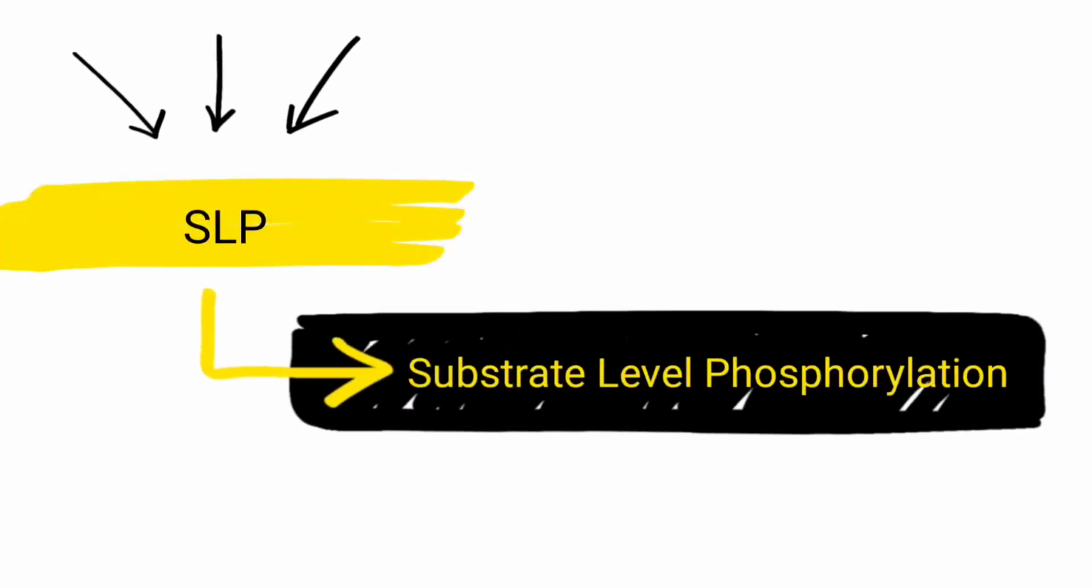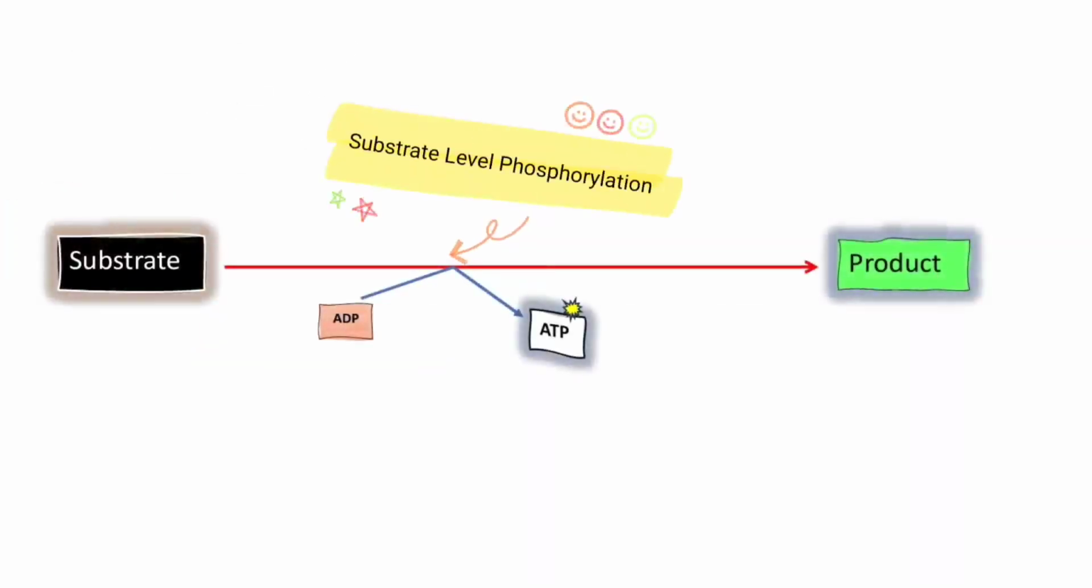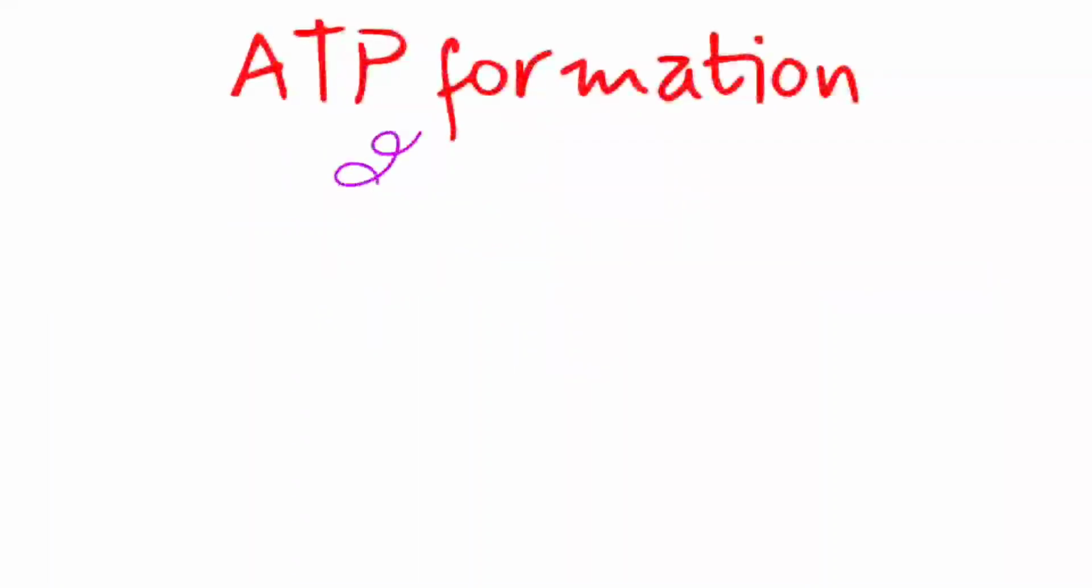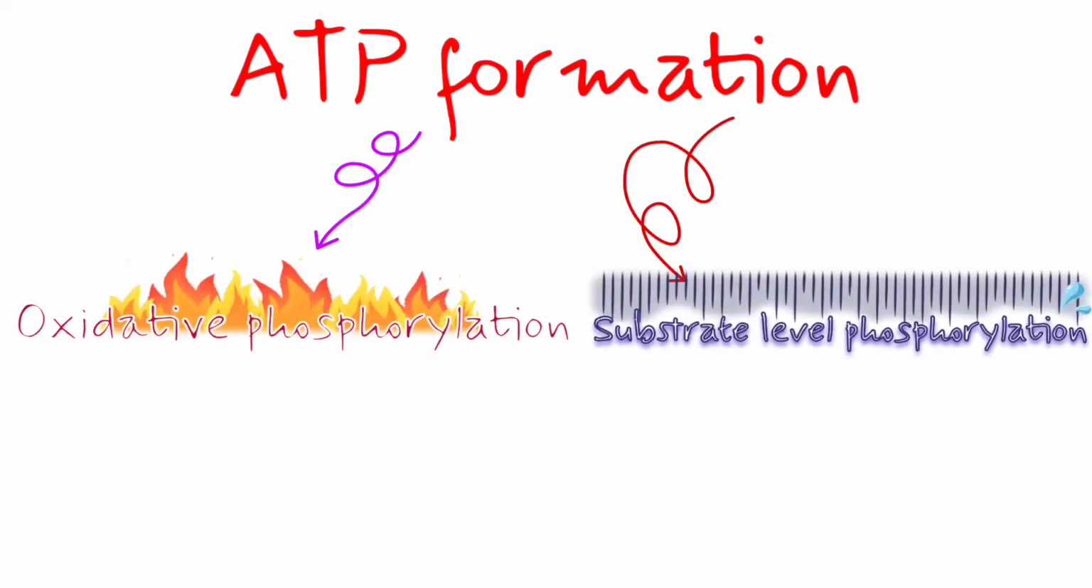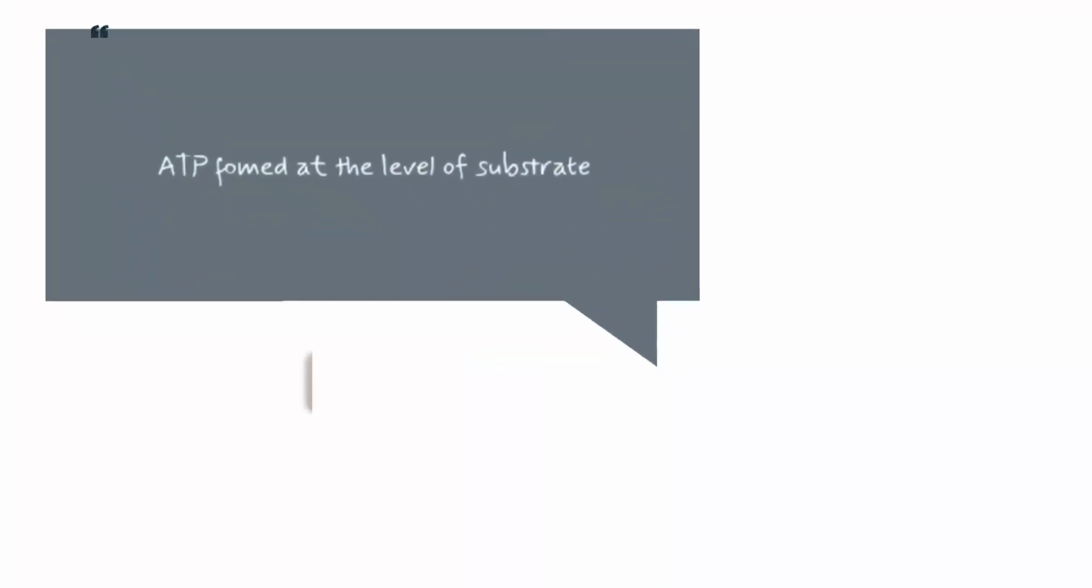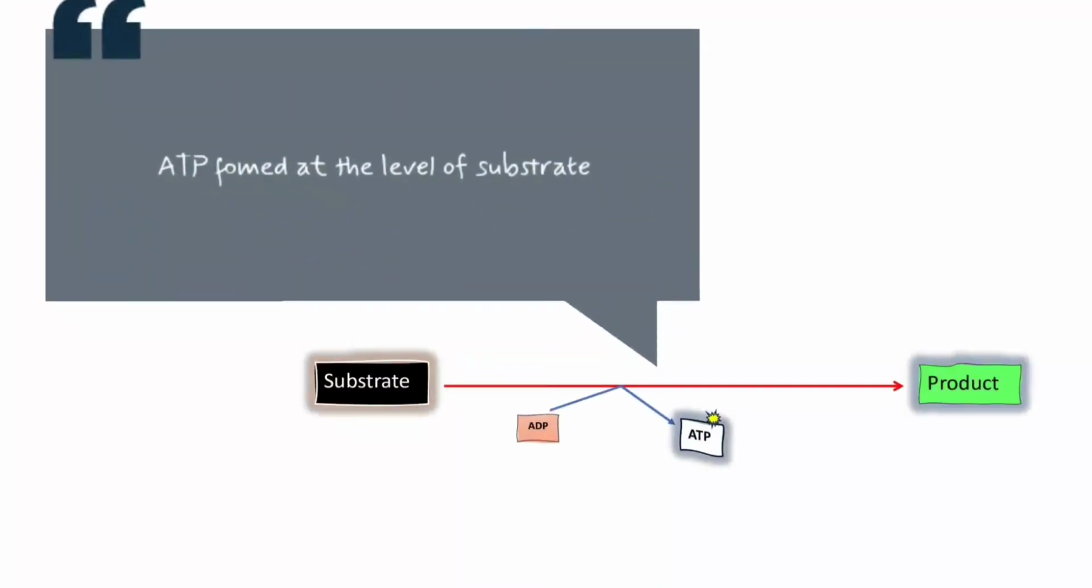Substrate level phosphorylation. It is a type of process in which ATPs are formed in our body. Actually, there are two mechanisms responsible for the synthesis of ATP. The major one is oxidative phosphorylation and the minor one is substrate level phosphorylation. When ATP formation takes place directly at the level of substrates, it is called substrate level phosphorylation. So what do we mean by directly at the level of substrate?